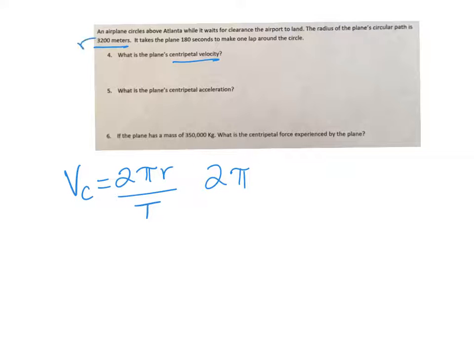So in number 4 we're going to find the centripetal velocity of the plane. To do that, we're going to use the centripetal velocity formula, which is centripetal velocity is equal to 2 pi r divided by the time it takes to go once around the circle. So we're going to plug in the information that's given to us, so 2 times pi, and then our radius was given to us up here of 3,200 meters. And then we're going to divide that by the time it takes it to go once around the circle, which is 180 seconds.